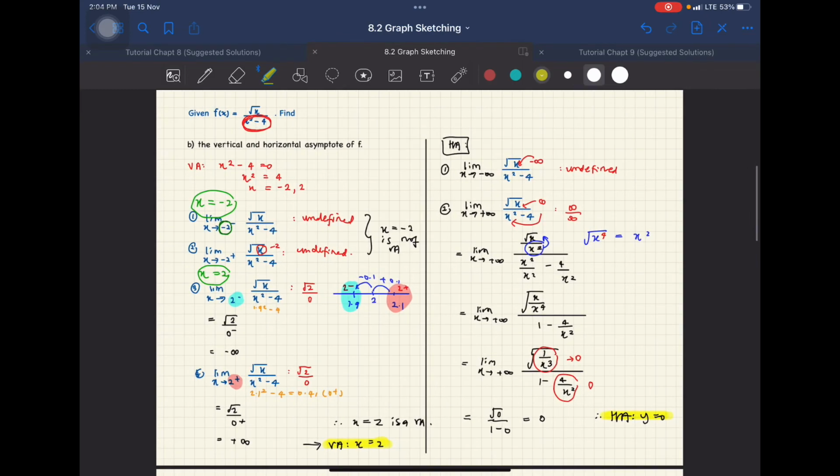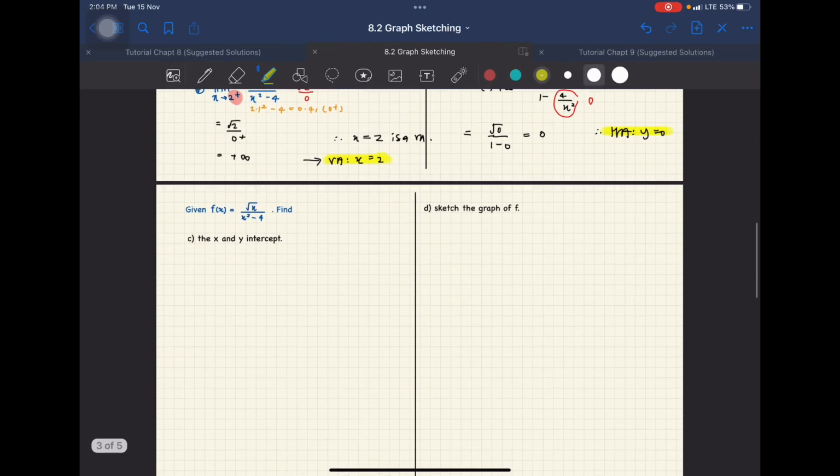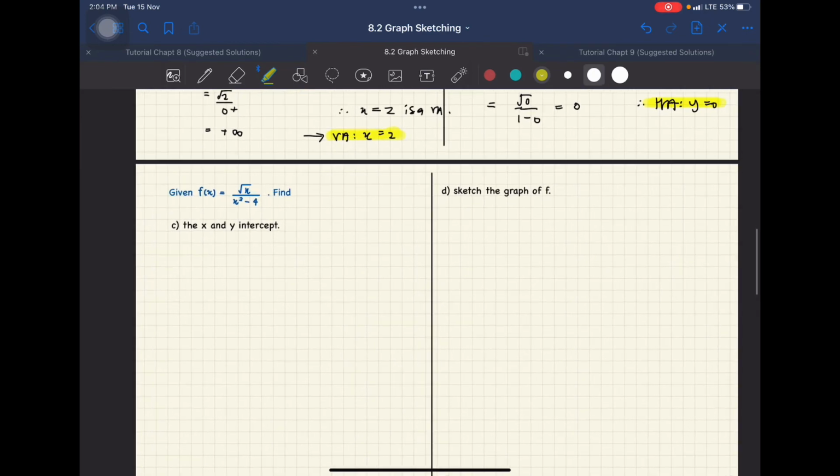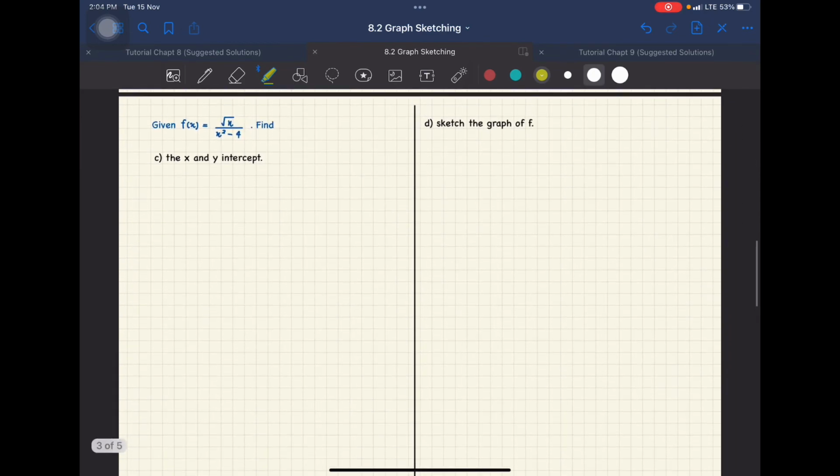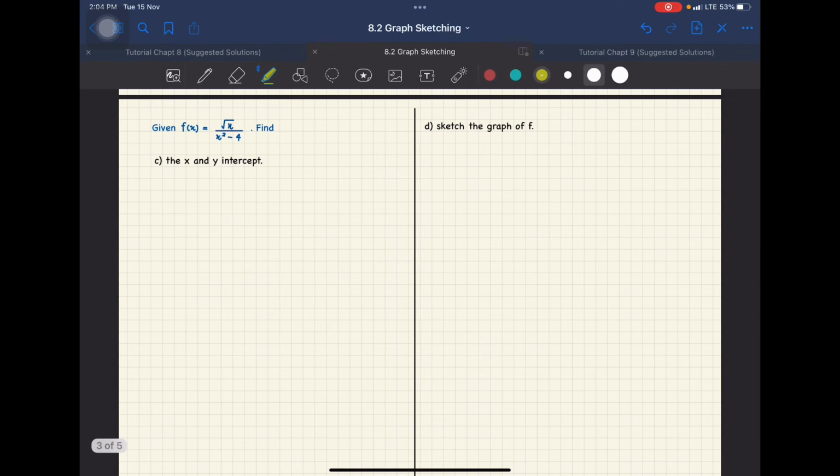Settle bahagian yang kedua. Okay, so let's continue to the third part. Third part soalan minta kita cari the x and y intercept. So saya suka cari y intercept dulu sebab saya boleh directly masukkan x sama dengan 0. So saya ada y intercept is when x is equals to 0. So I substitute 0. Saya punya subject is y. So I substitute 0 into this one and also into this one. So saya akan dapat 0 over 0 minus 4.